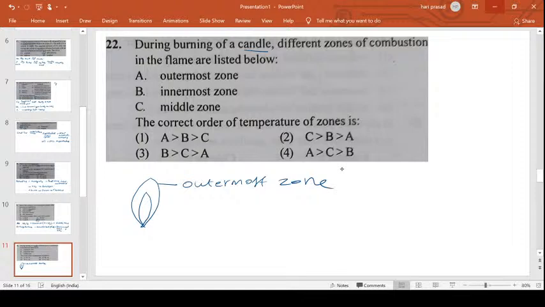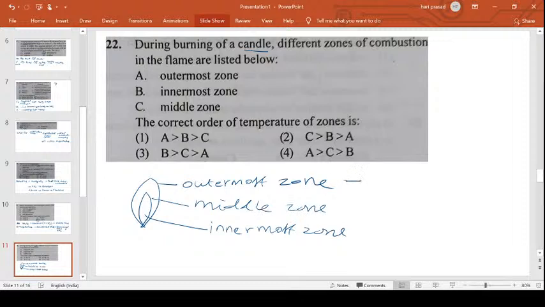Then in the inner zone, the temperature will be low. Next, this is the innermost zone, this is the outermost zone, and then this is the middle zone.